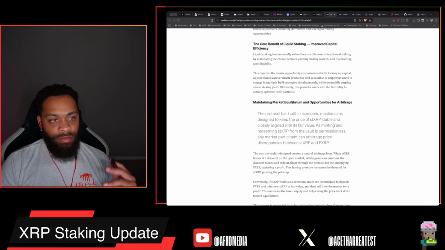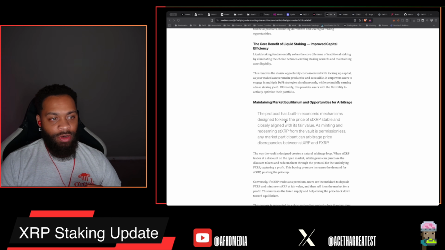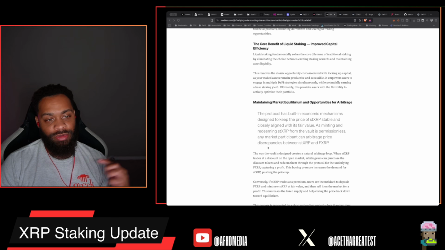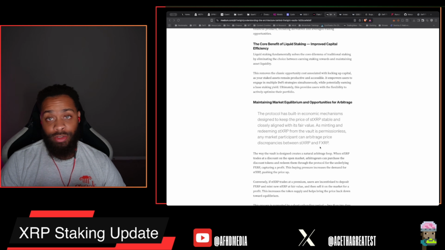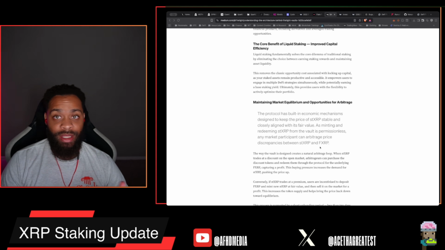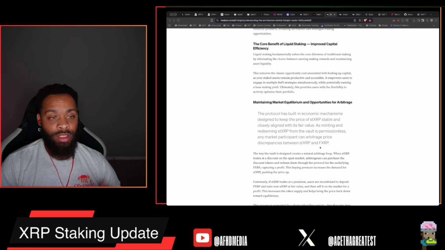So, maintaining market equilibrium and opportunities for arbitrage. The protocol has built-in economic mechanisms designed to keep the price of staked XRP stable and closely aligned with its fair value. As minting and redeeming staked XRP from the vault is permissionless, any market participant can arbitrage price discrepancies between staked XRP and FXRP. I'm gonna let y'all know right now, I will be doing this all day, every day, especially in the beginning and whenever it pops up as the Firelight protocol gets more mature.